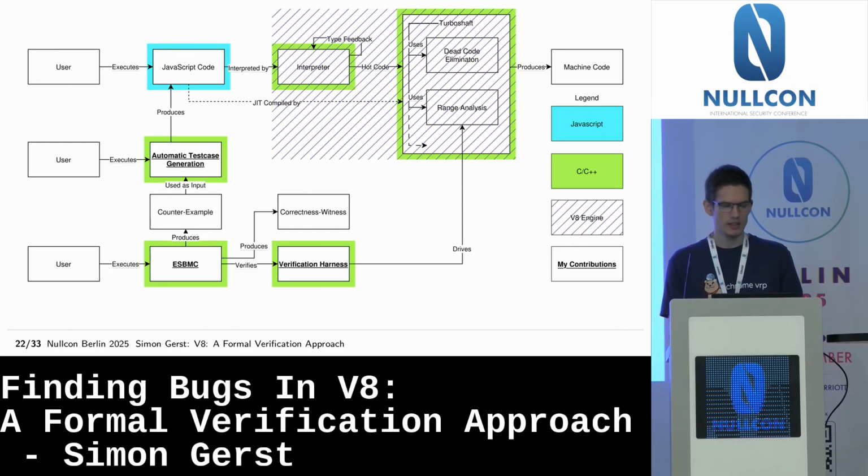We start at the bottom with ESBMC with our C++ counter example. We generate a JavaScript proof of concept, and this proof of concept can then be executed by the interpreter, and finally it will end up in Turboshaft range analysis, where it will then cause a crash, which is the same crash that we indirectly found using our verification harness.